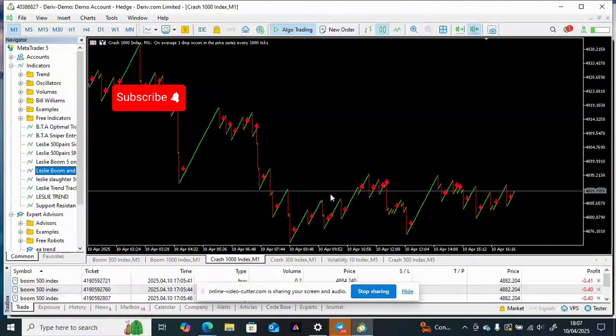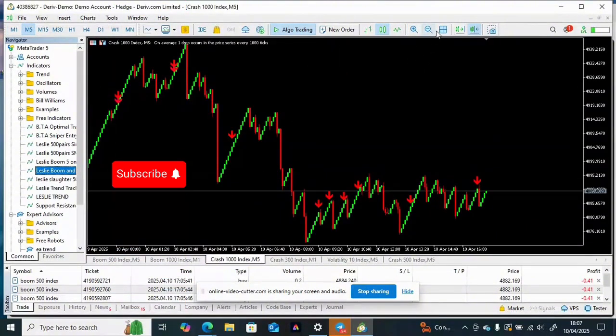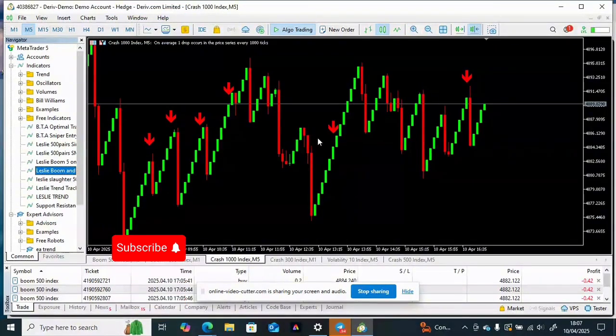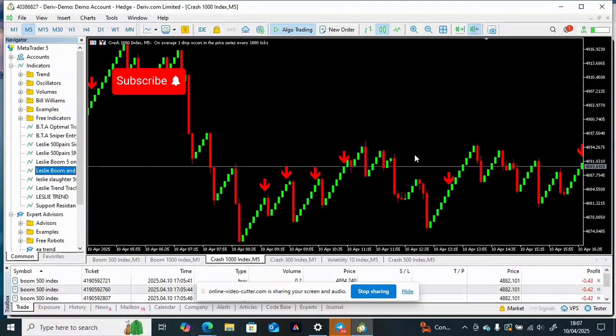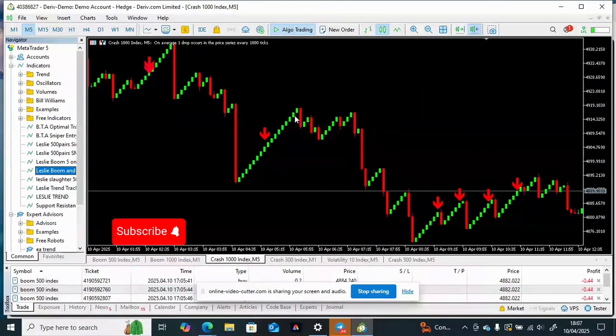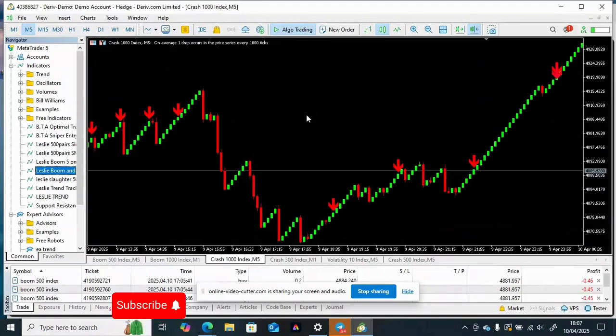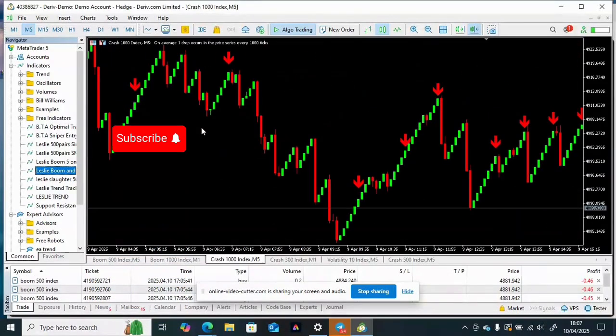Now you look at this. Let's go on M5. When you go on M5, the Crash 1000 and the Boom 1000 don't crash that often. Here you can have some lucky spikes, but in most cases, as you can see, there are some big gaps in this, because these 1000s do not spike that often. You can actually use it, because I'm seeing some good results right now.